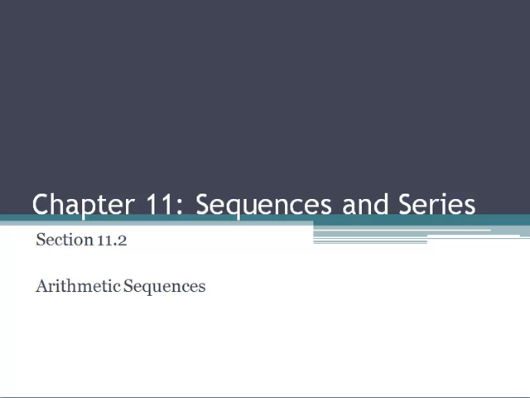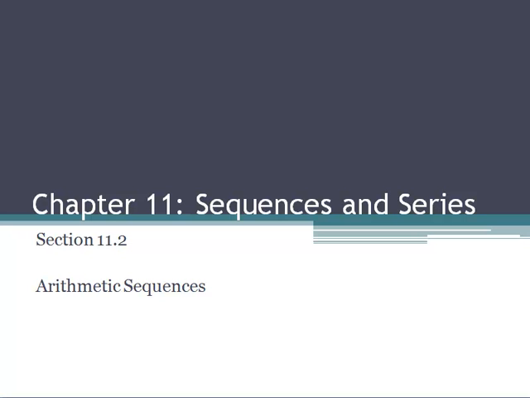This is section 11.2, where we were continuing our discussion of sequences and series. Now we're looking at two specific types of sequences in this section and the following section. We're going to look in this section at a group called the arithmetic sequences.